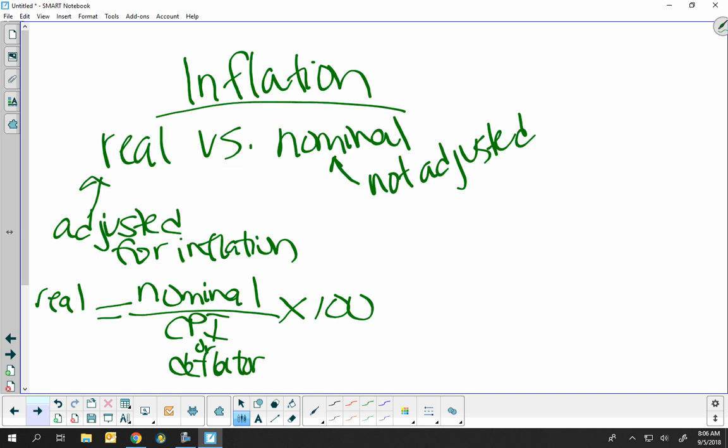Yep. Okay. I had a thought. What is it? Can you go over CPI? Yes.